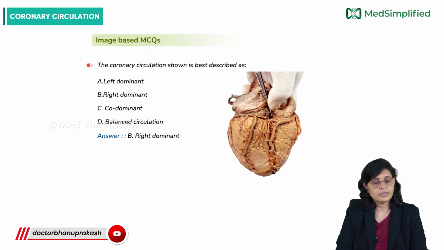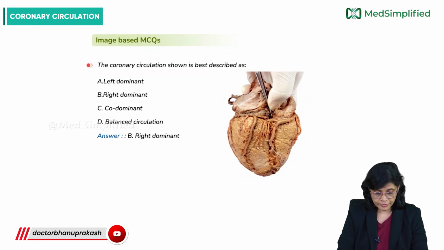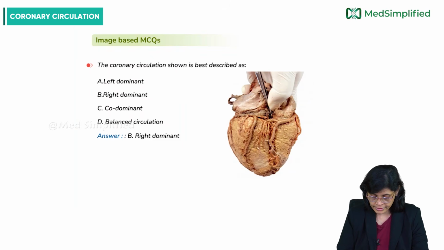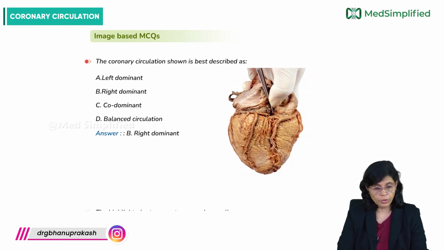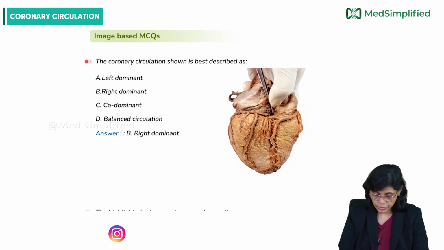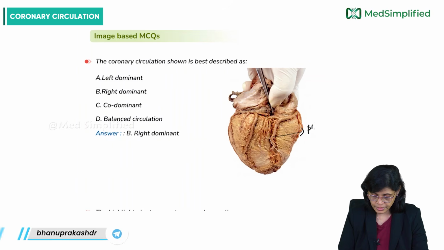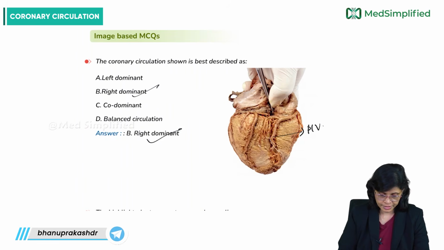So coming to some of the image based MCQs. On the left, the coronary circulation shown is best described as: left dominant, right dominant, codominant, or balanced dominant. What we have to see is the origin of the posterior interventricular artery. Here we can see this is the posterior interventricular artery coming from the right coronary. So it is right dominant.